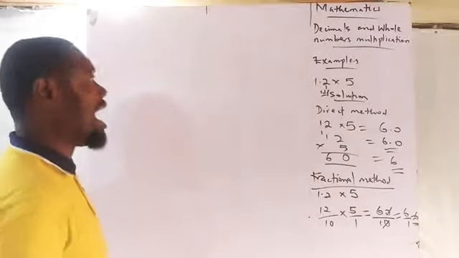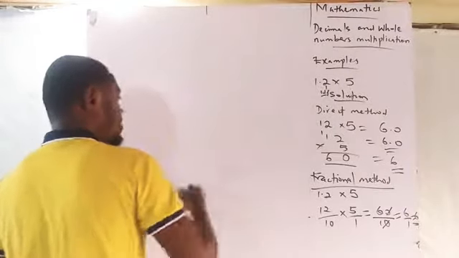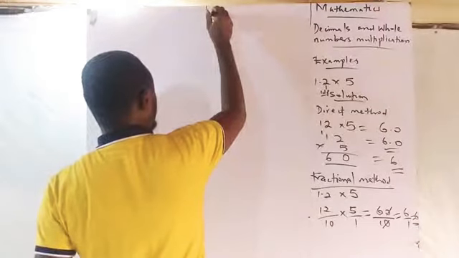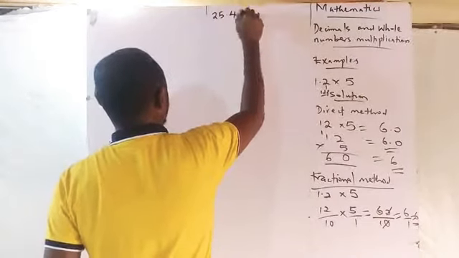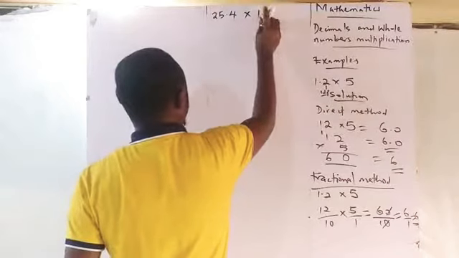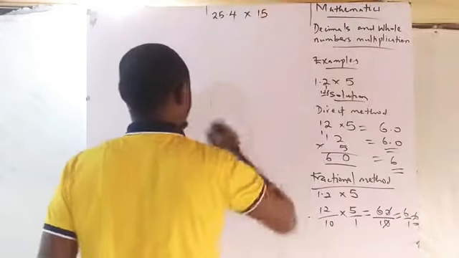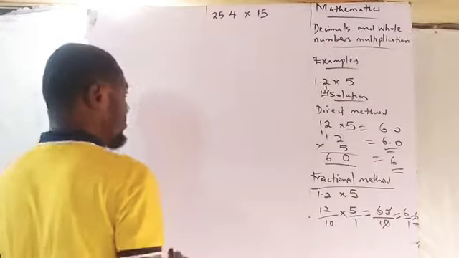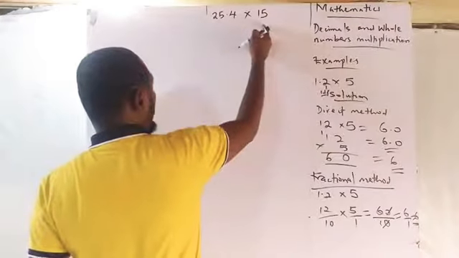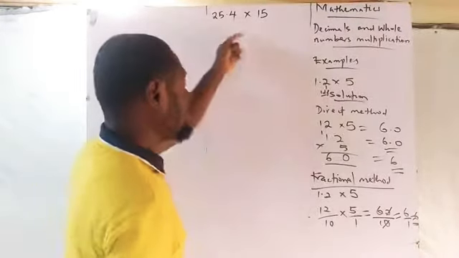We are looking at decimal and whole number multiplication. Let's try another example. 25.4 times 15. This is the whole number, this is the decimal. You can use the two methods here directly if you like.